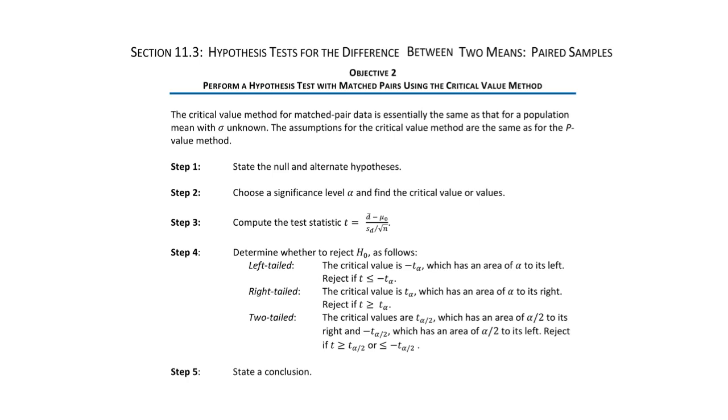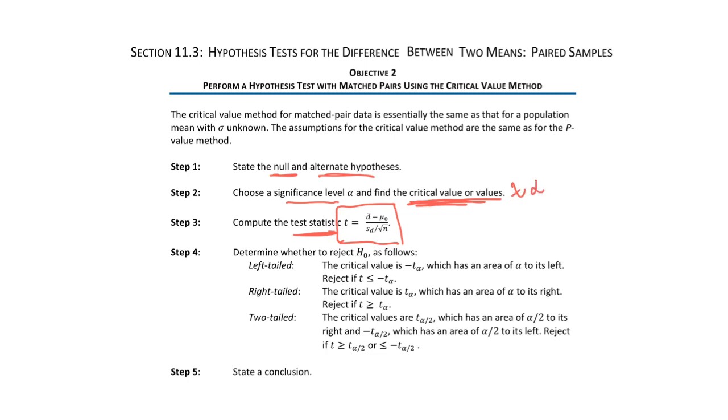Now let's perform the hypothesis test using the critical value method. So these are the steps. First, state the null and alternate hypothesis, choose the significant level alpha, then compute the test statistic. So almost similar to the previous step, right, up to here. Here we don't need to find the p-value, but we are comparing the critical value with the test statistic.